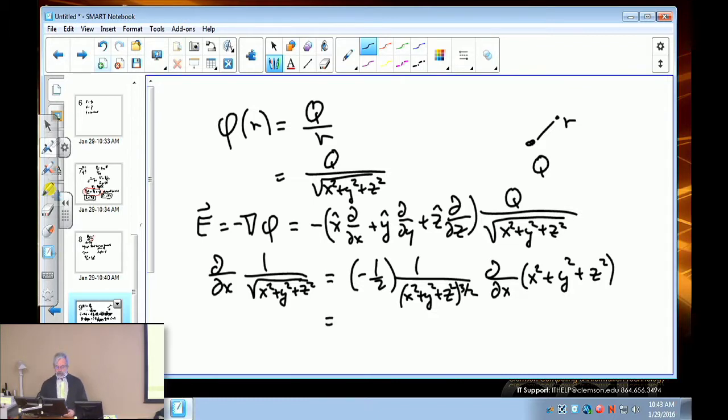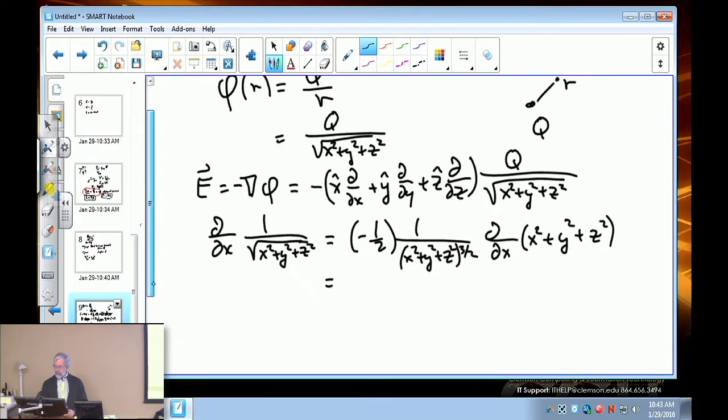Okay? You know, lots of possible ways to get signs wrong, factors of 2 wrong, all kinds of details that you've got to learn how to deal with. Okay, and now that derivative with respect to x, well, y and z are treated as constants, so that's just the derivative of x squared. And so this derivative gives 2x. So that derivative gives then negative x over x squared plus y squared plus z squared to the 3 halves.